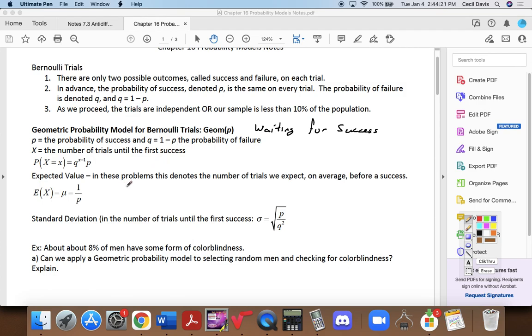Now, the expected value, in other words, how many times you're going to have to do this until you can expect a success, is given by this formula. E of capital X is equal to, what is that? Mu. That's the mean.